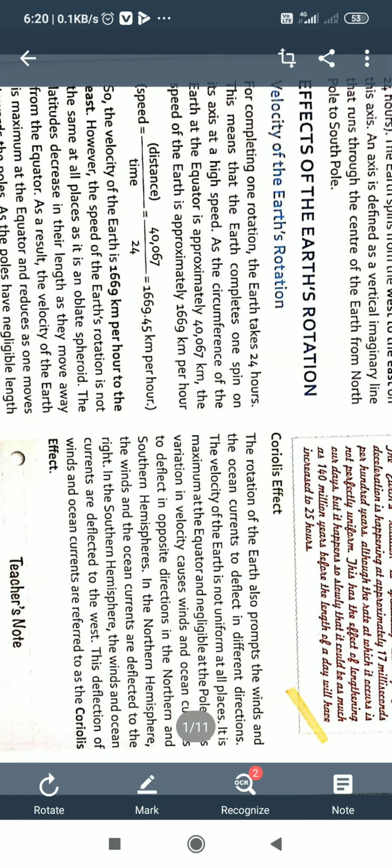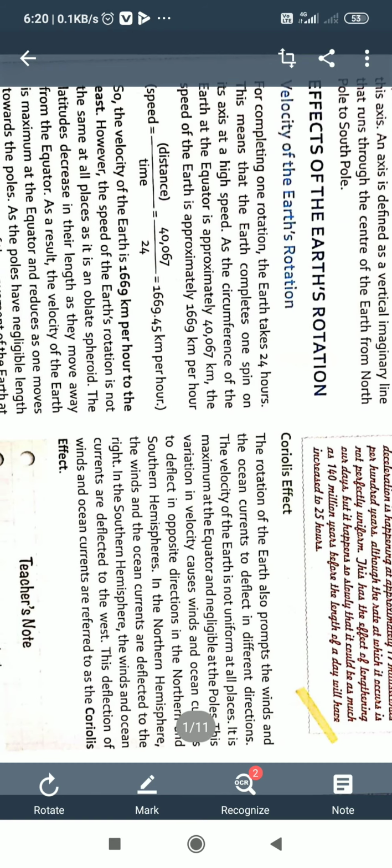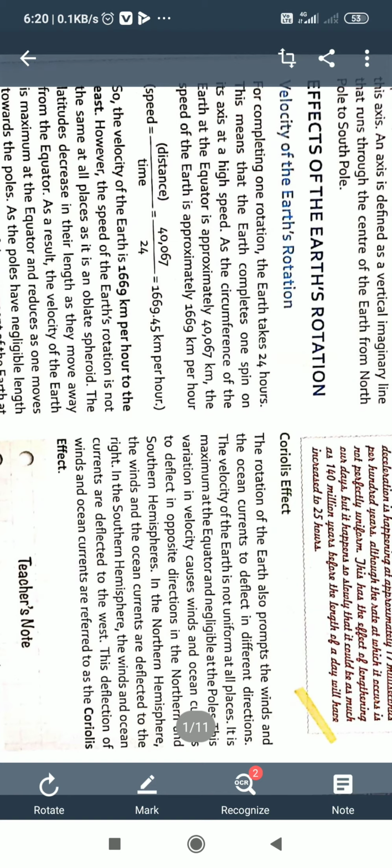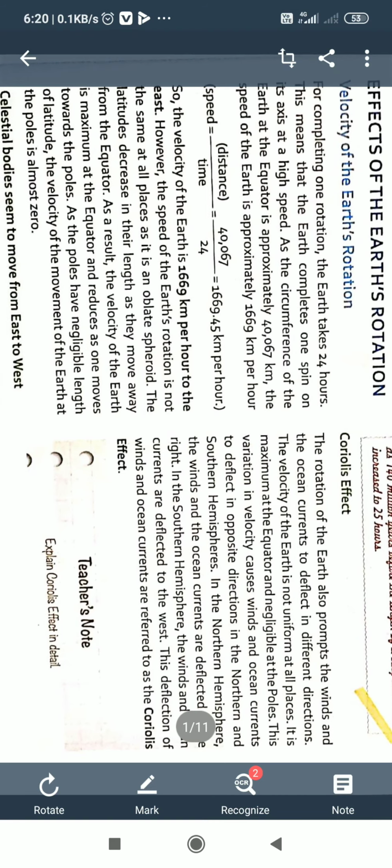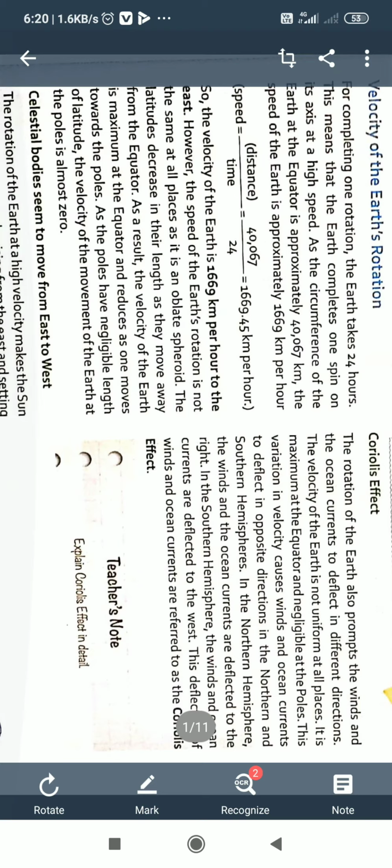Per hour the earth. So the velocity of the earth is 1669 km per hour to the east. However, the speed of the earth's rotation is not the same at all places, as in an oblate spheroid, the latitudes decrease in their length as they move away from the equator. As a result, the velocity of the earth is maximum at the equator and reduces as it moves toward the pole. As the pole has negligible length of latitude, the velocity of the movement of the earth at the pole is almost zero.